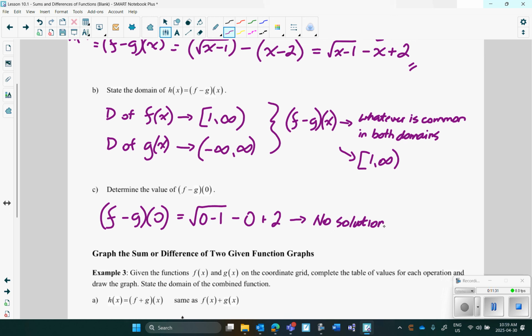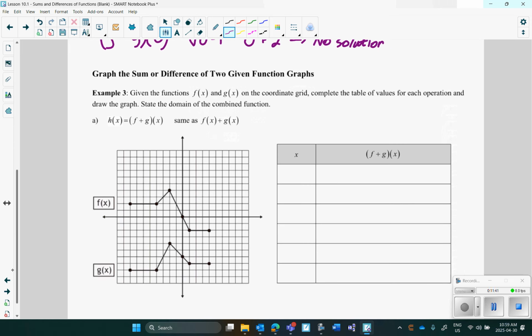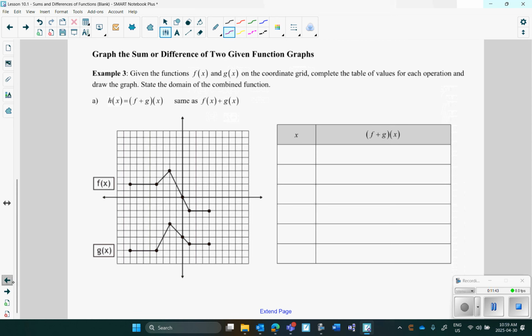So you can see how we combine them or subtract them algebraically and how we can evaluate them. What about the graphs? We're given the graphs of two functions here. I don't know what their equations are, so I can't add them together. Okay? But what I can do is take points from each one and add them together.